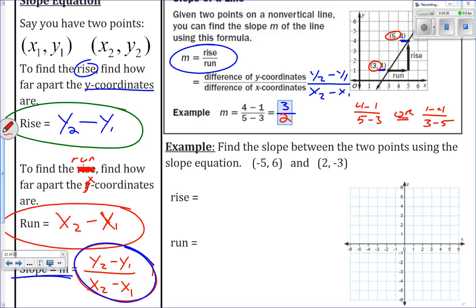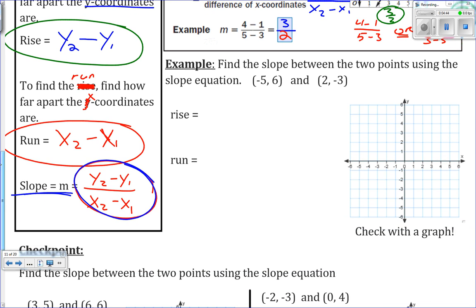On this one, do it in green, I get 3 over 2. And on this one, I get negative 3 over negative 2. Well, a negative by a negative is a positive. That's still 3 over 2. So it doesn't matter which direction, as long as the y's are on top and the x's are on the bottom.